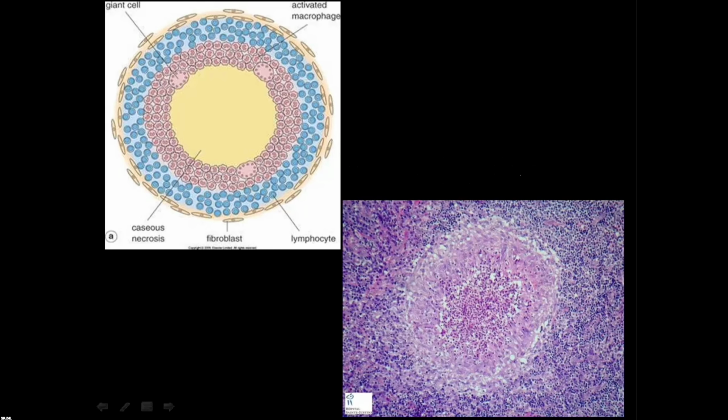If we talk about the composition of granuloma, it is composed of caseous necrosis or caseous material. Then it contains activated macrophages and giant cells with horseshoe-shaped nuclei, and then a rim of lymphocytes surrounds it, and at the periphery there are fibroblasts.